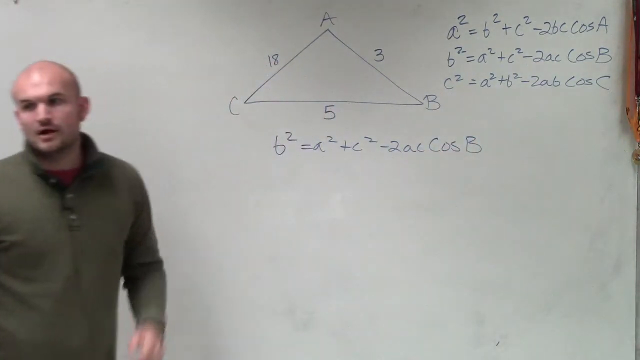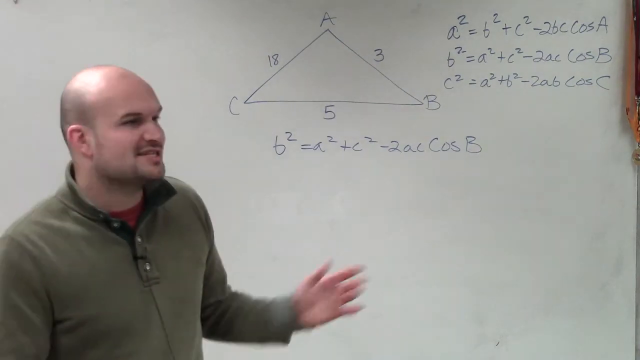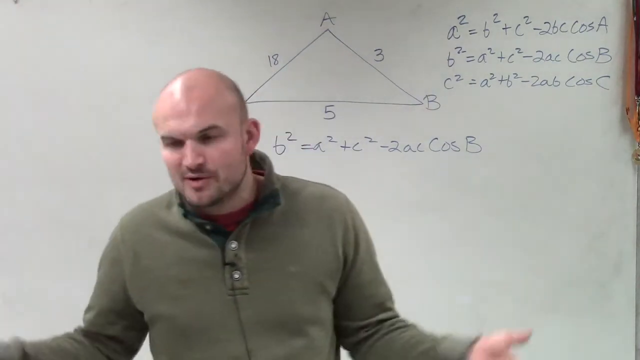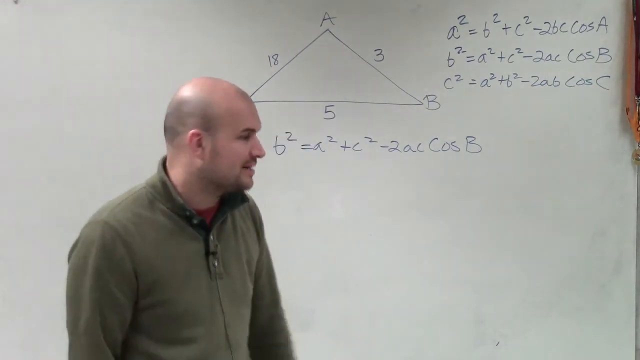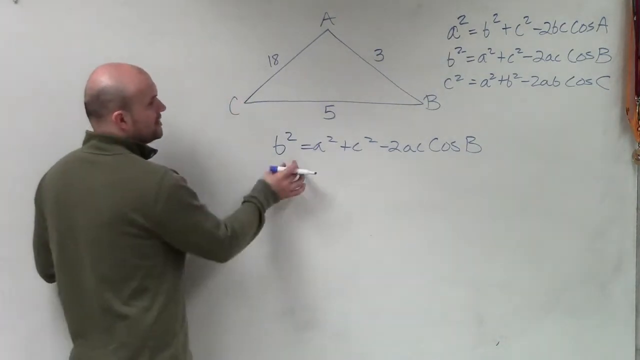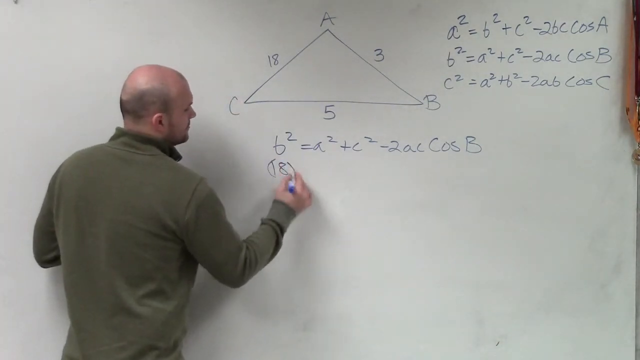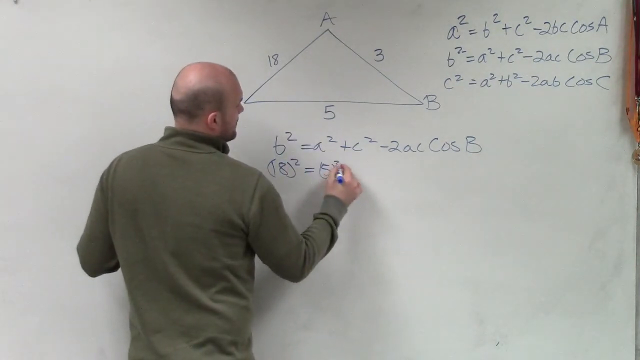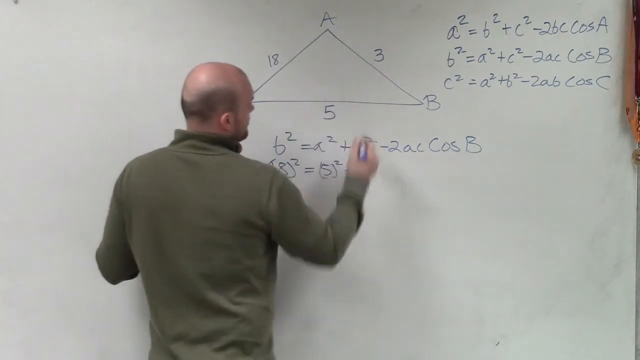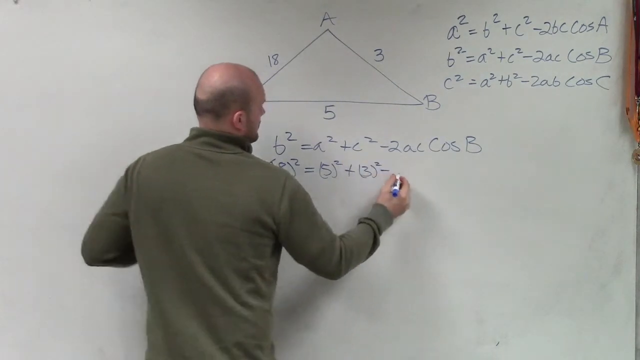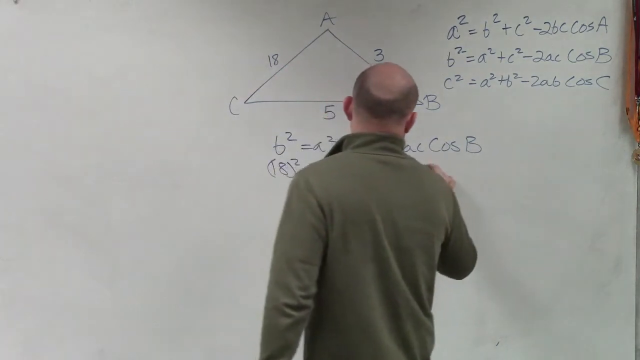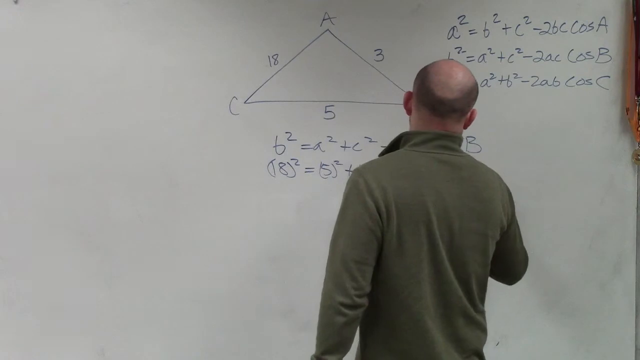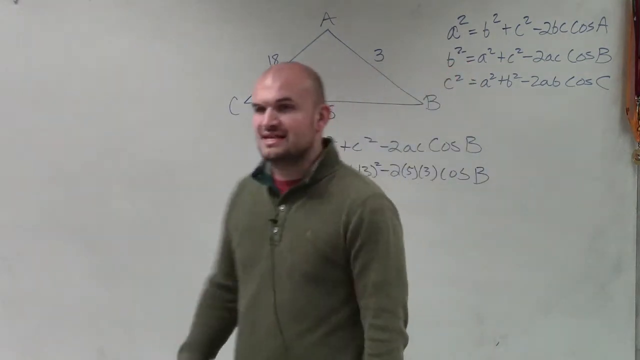Correct. Now, I know on your formula sheet they solve for the cosine of B, which is perfectly fine. We can just do the algebra by ourselves. It's not a big deal. So we know what b is, which is 18 squared. We know what a is, which is 5. And we know what c is, which is 3. But the only thing we do not know is the angle of B.